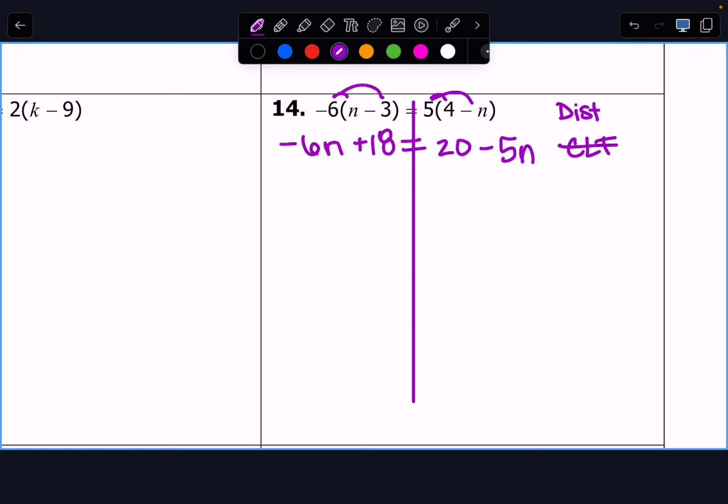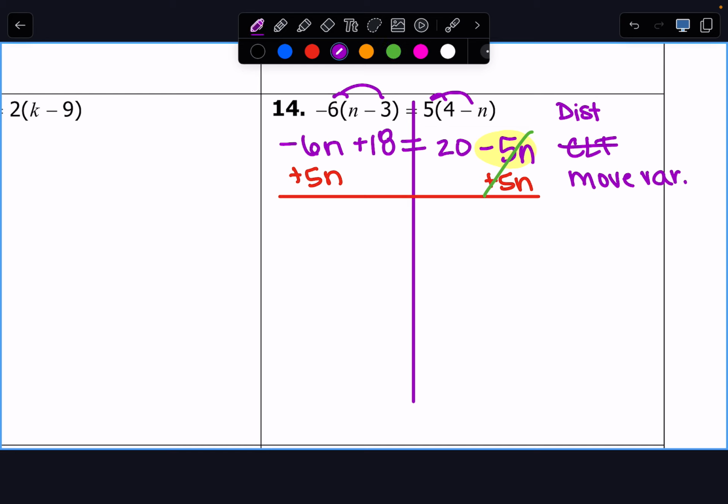All right, so now we need to decide where we want the n's to live. Okay. I'm going to pick them to live on the left. Is that okay? So if I want them to be on the left side, that means I need to move the one over here on the right. And I would do that using what operation? Plus. We need to add 5n to both sides. No? No, I'm sorry. Oh, okay.